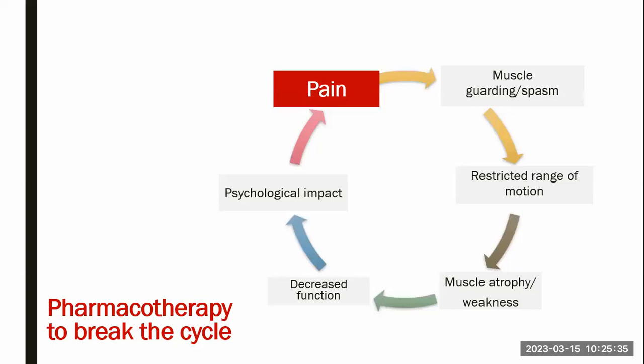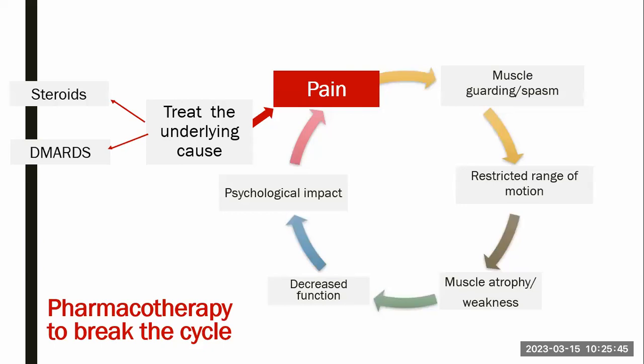So when it comes to pharmacological therapies that can help us break the cycle, one is that we can identify and treat the underlying cause. So that's where our DMARDs, if it's inflammatory arthritis, we opt for DMARDs.